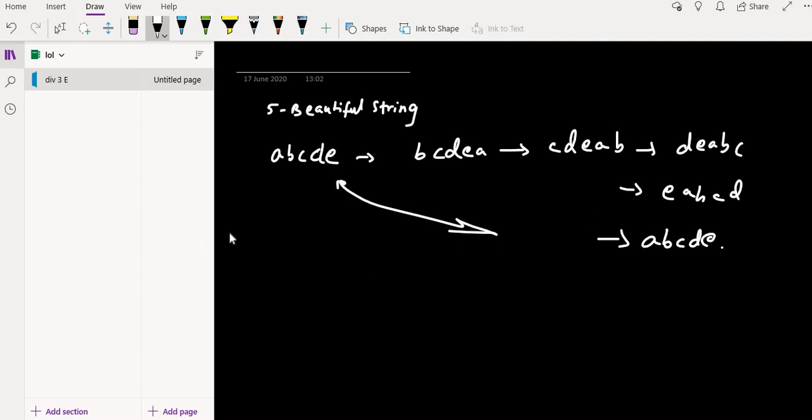So now we can also say that this particular string is a 10 beautiful string also. The reason is, after rotating 5 times, we can also rotate it again 5 more times, and this is going to be a 5, a 10, a 15, and so on beautiful string. So in the question, we have been given the value of k, and we want to find the maximum length of the string that we can make from the given string such that it is k beautiful.